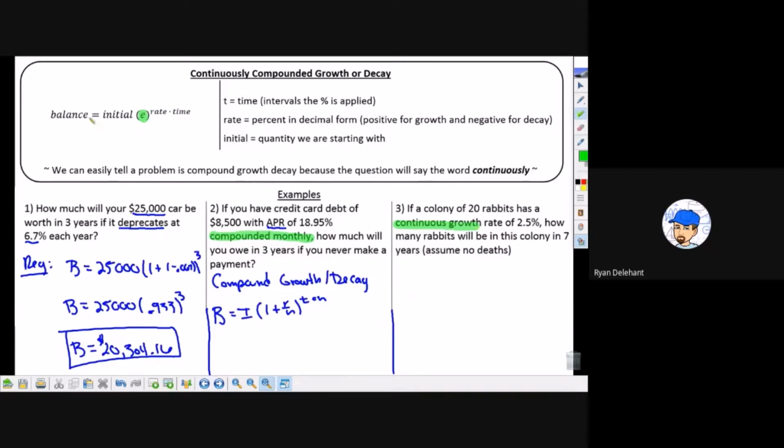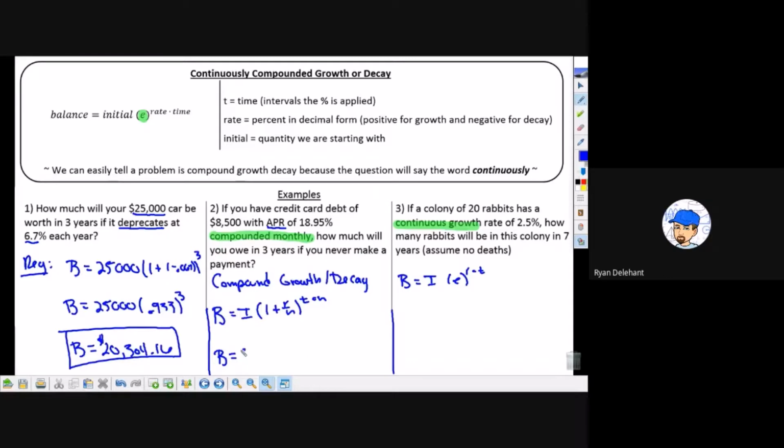So that means this is continuous. This is the one that's actually on this slide. So continuous is our balance that we're looking for. Now notice I still kept the word balance even though we're counting rabbits this time versus money, because it just means a population. You can count anything and call it the balance. So it's going to be our initial times E to the rate times time. So let's go back and plug this one in and find our answer.